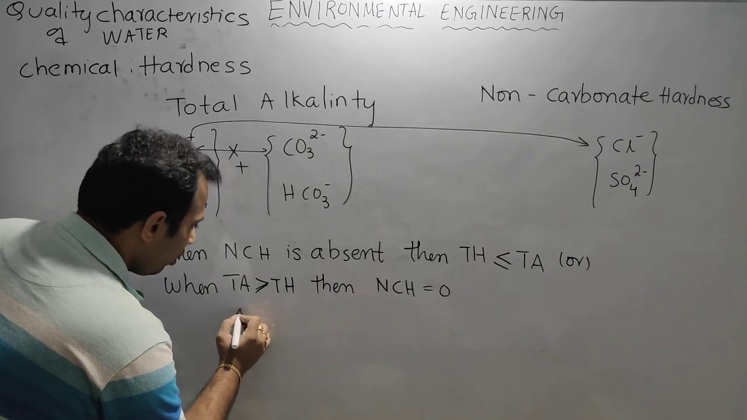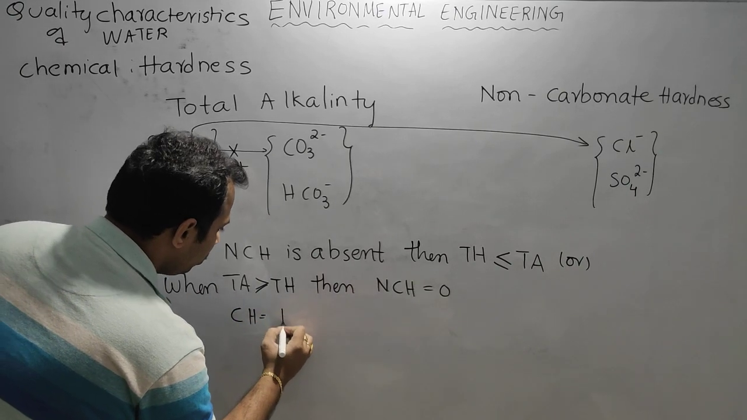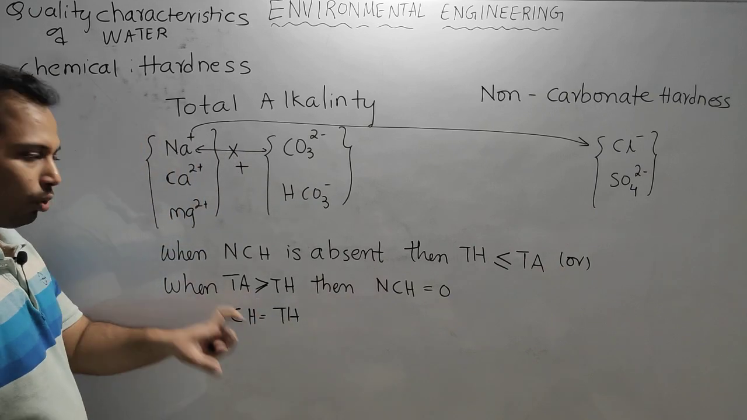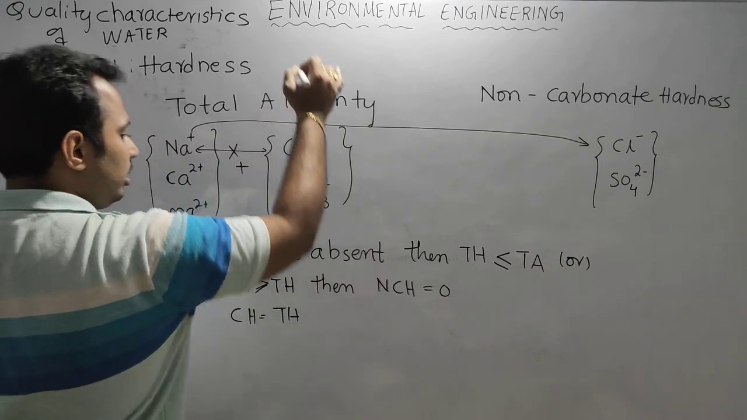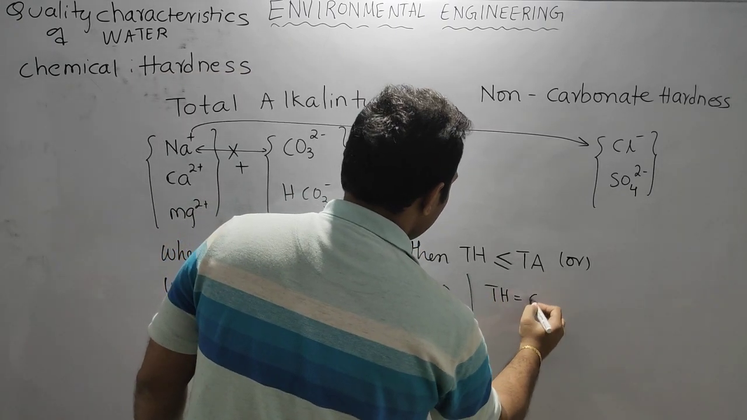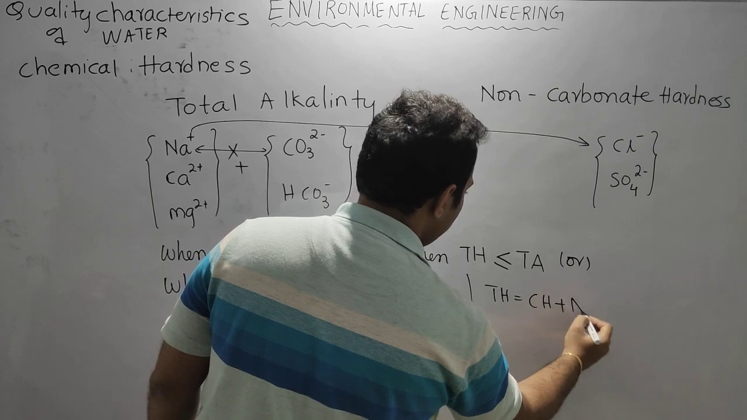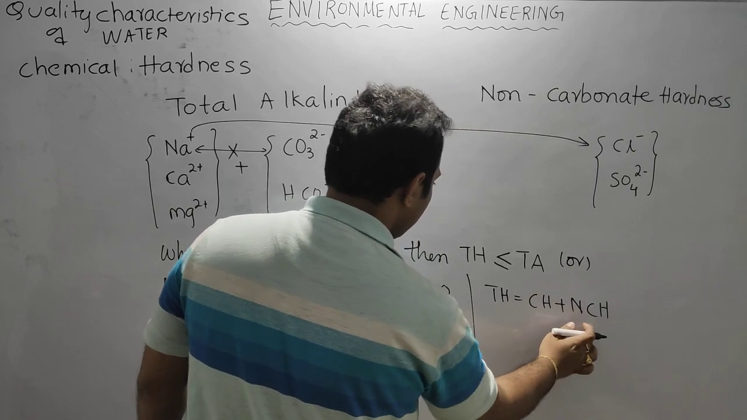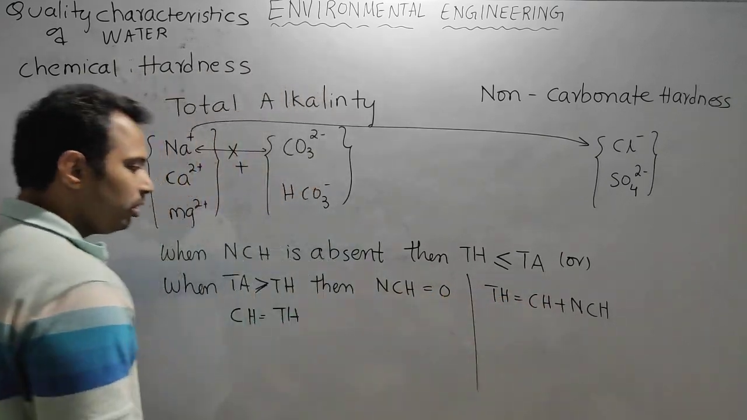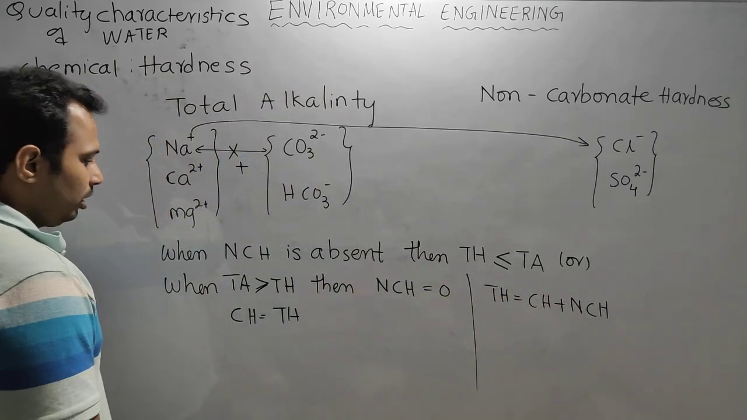Then carbonate hardness is equal to total hardness, because total hardness is what? What is meant by total hardness? Total hardness is equal to carbonate hardness plus non-carbonate hardness. When this non-carbonate hardness is 0, that means total hardness is equal to carbonate hardness.